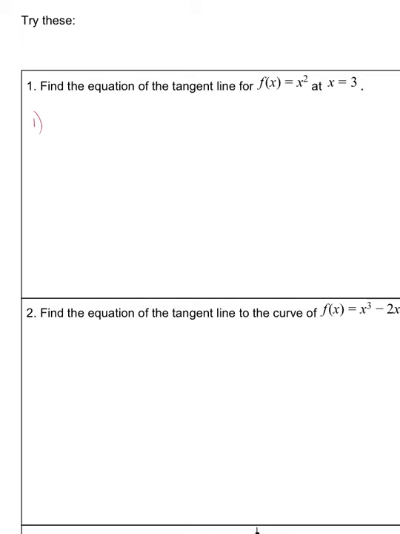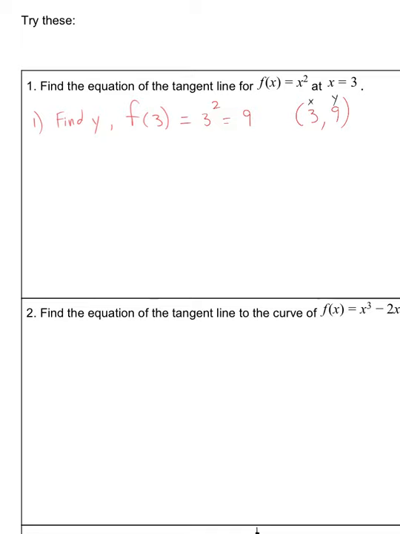So the first step is you find the y value. So you find f of 3. My given x value is 3, so I plug that into the function. Well, I know right off the bat, 3 squared is equal to 9. So that is my y value. So my point, the x value is 3, and the y value is 9.